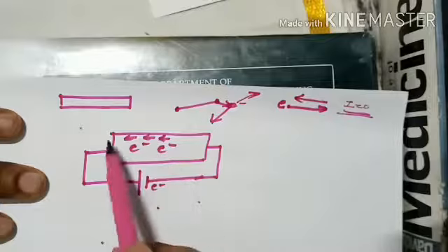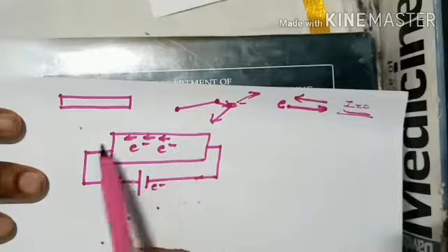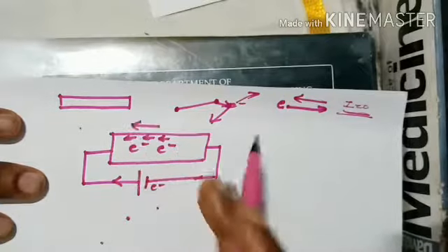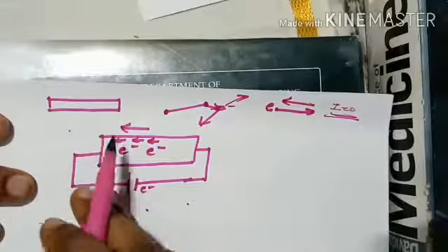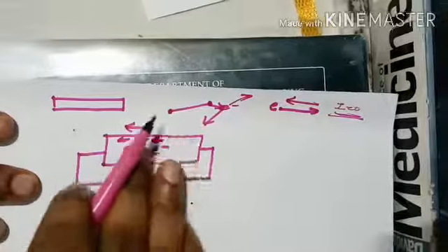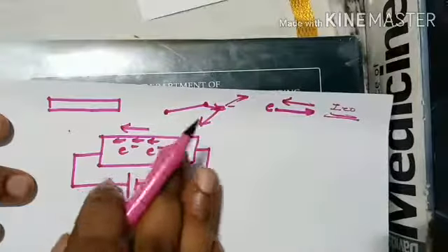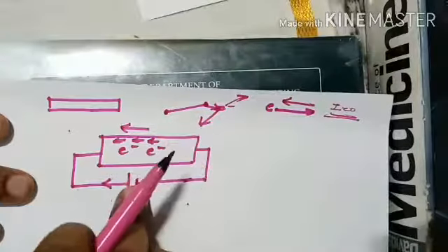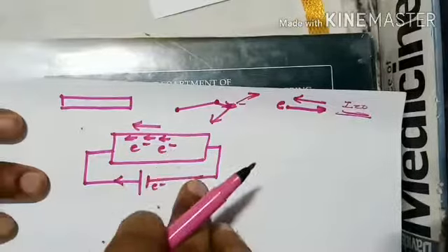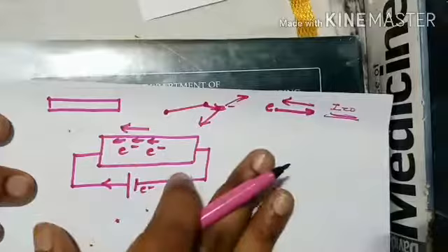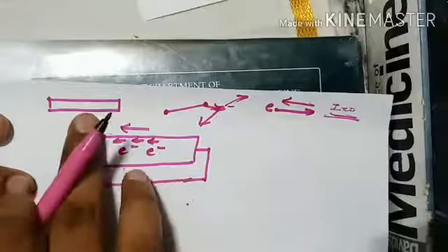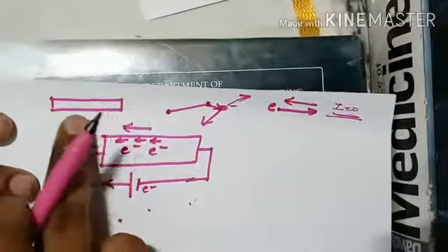Electrons are moving in this direction, that is, from right to left, whereas current is always flowing in the opposite direction to that of electron flow. So current moves from positive to negative. This much clear? Right, this is the basic idea of when an electric field is applied in the conductor and when it is not applied in the conductor.